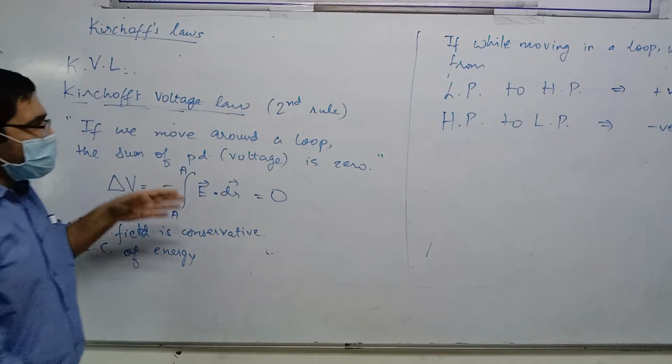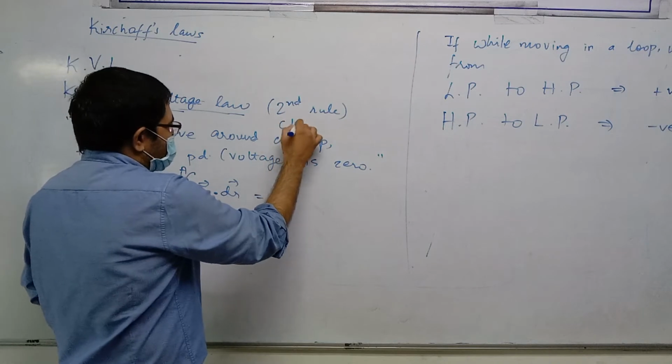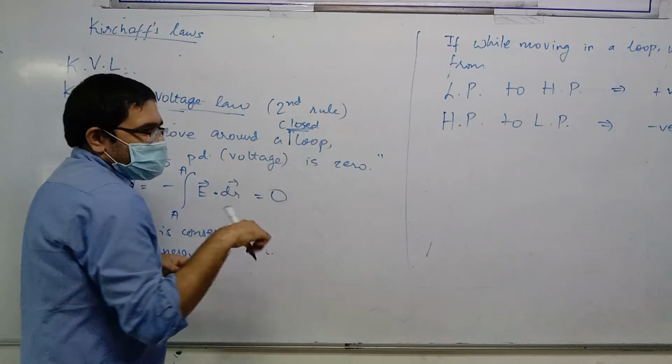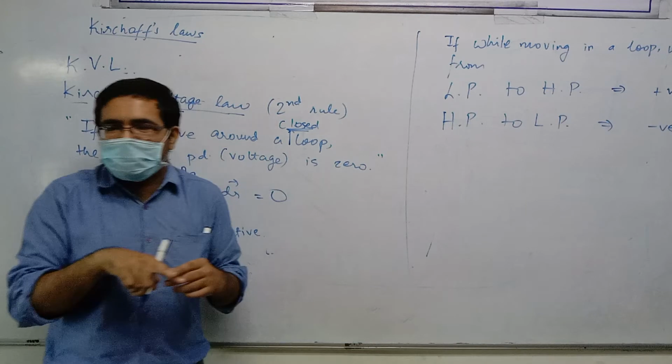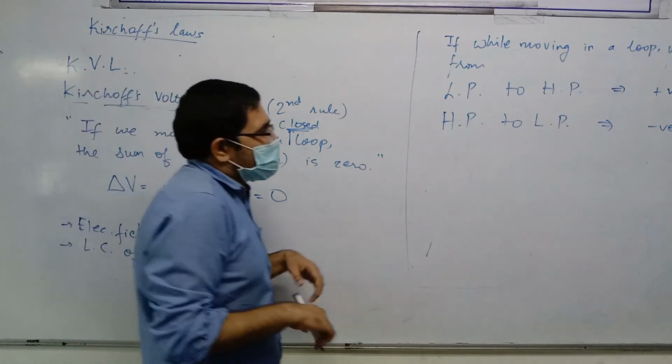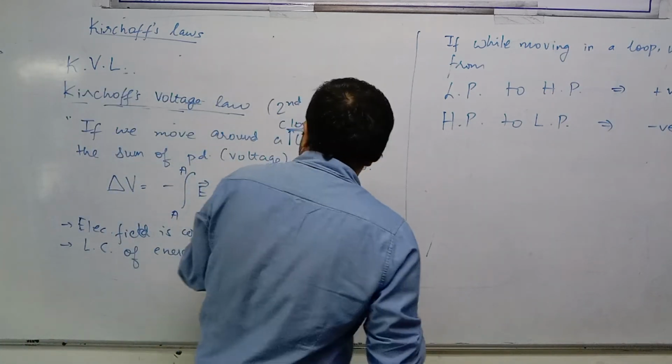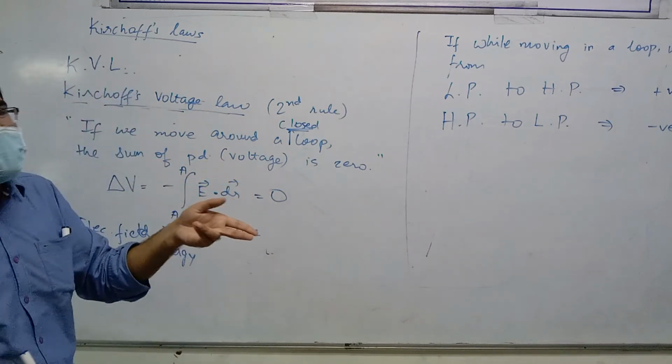Okay. If you need clarification, write closed here. What does closed mean? Coming back to the same point, right? Closed loop. Okay, then the sum of all the potential differences is 0.